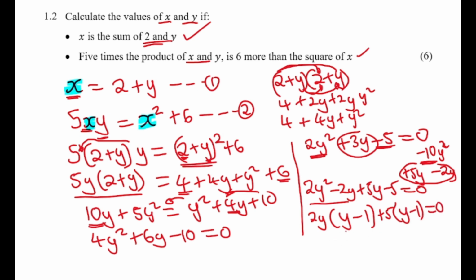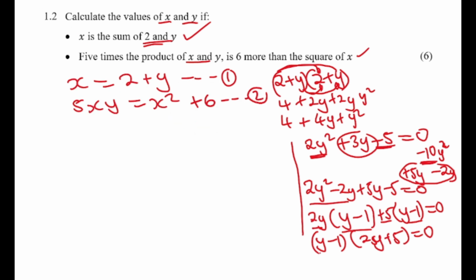Then we have our bracket y minus 1 times 2y plus 5 is equal to 0, right? And then from here we can find what our y is. Let me erase this side. So it means from here, y is equal to 1 or y is equal to negative 5 over 2.